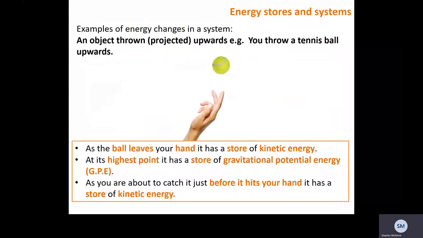So you have to know some specific examples of energy changes in systems. I'm going to go through those now. An object thrown upwards, like somebody throwing a tennis ball upwards. When the ball leaves the hand, it has a store of kinetic energy. It'll reach a point where it's no longer going upwards, and that will be where it has a gravitational potential energy store that has been filled by the kinetic energy store being transferred by forces to the GPE store. And then it falls back down again. So the gravitational potential energy store is transferring into the kinetic energy store by the force of gravity.